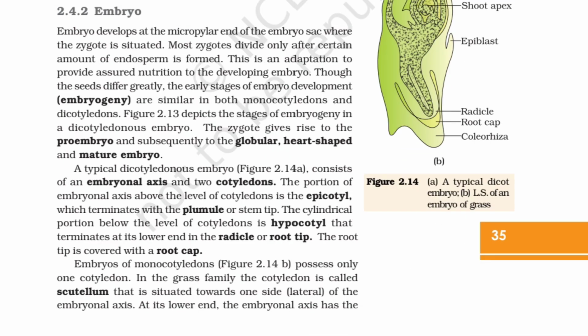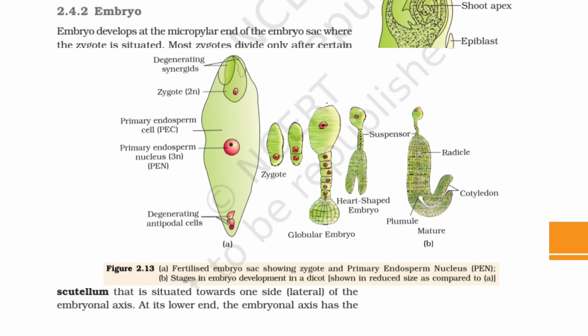2.4.2 Embryo. Embryo develops at the micropylar end of the embryo sac where the zygote is situated. Most zygotes divide only after a certain amount of endosperm is formed. This is an adaptation to provide assured nutrition to the developing embryo. Though the seeds differ greatly, the early stages of embryo development, that is embryogeny, are similar in both monocotyledons and dicotyledons. Figure 2.13 depicts the stages of embryogeny in a dicotyledonous embryo.